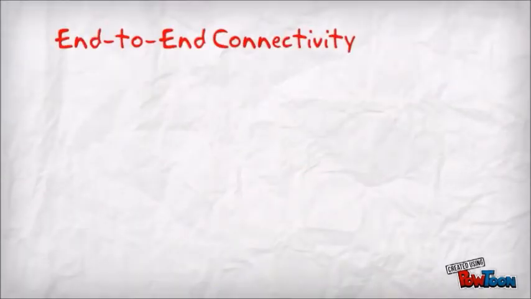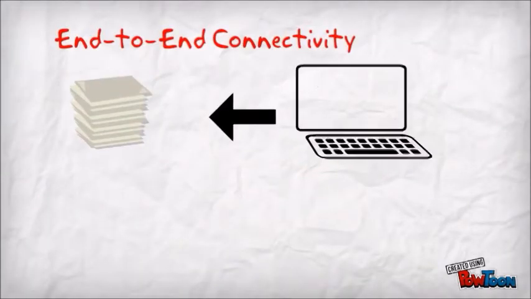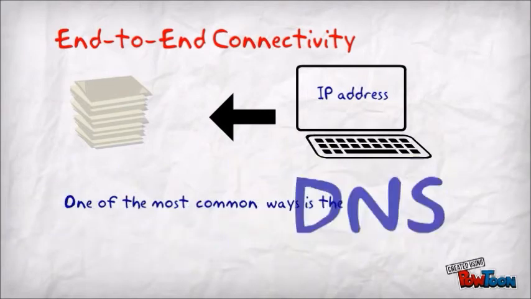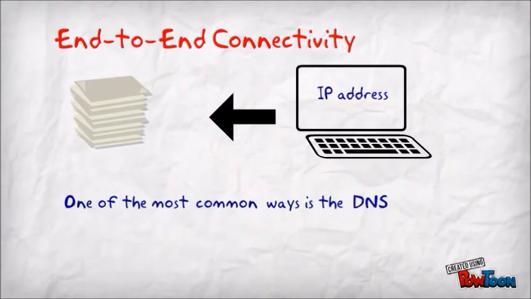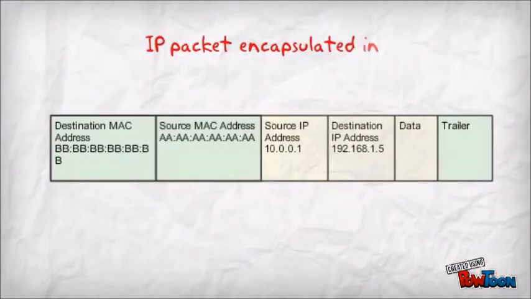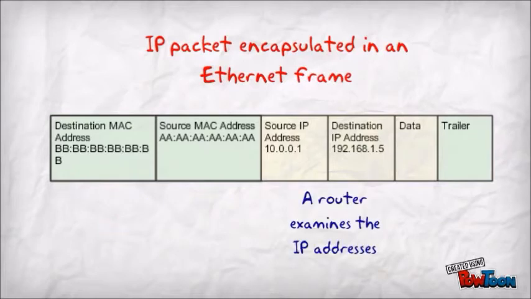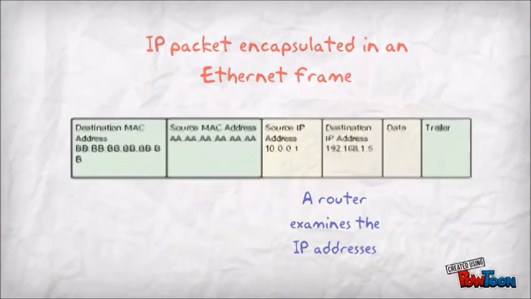End-to-end connectivity. A source device will send a packet based on an IP address. One of the most common ways a source device determines the IP address of a destination device is through the Domain Name Service (DNS), in which an IP address is associated with a domain name. IP addressing determines the end-to-end behavior of an IP packet. The IP packet is encapsulated in a frame specific to the particular data link technology associated with that link.